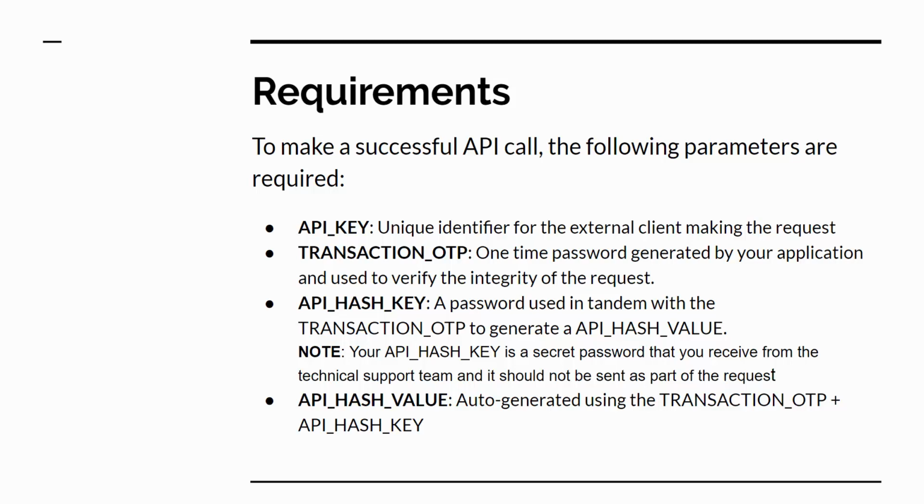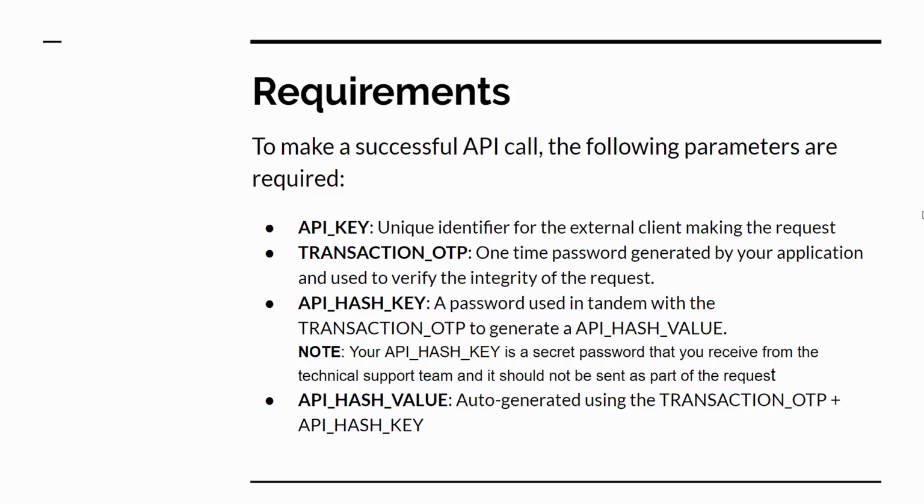Next, you need an API hash key. The API hash key is a password that is used along with your transaction OTP to generate an API hash value. Okay, so this hash value is actually what is sent. The API hash key is actually not sent. And you should note that if the client does send the API hash key in their request, it will be rejected. So what actually gets sent in the request is the API hash value.